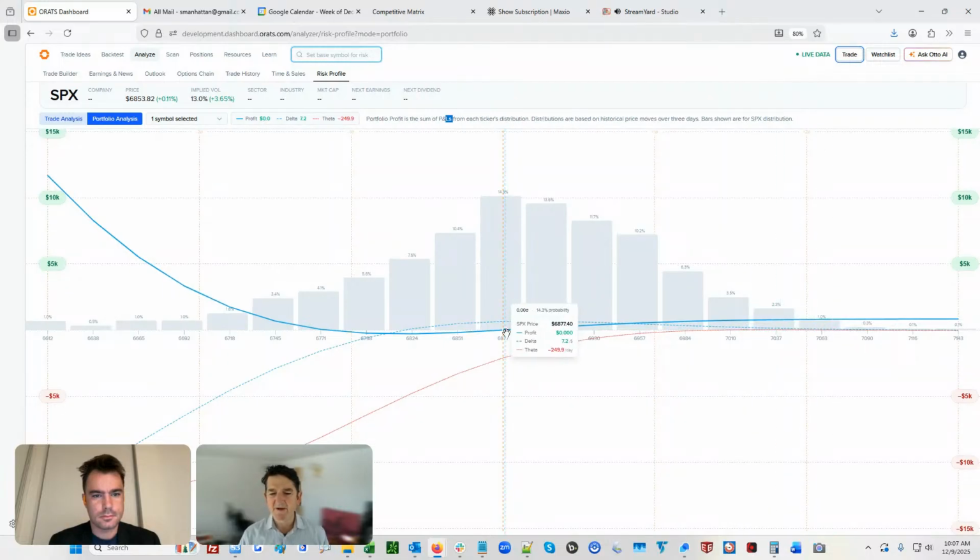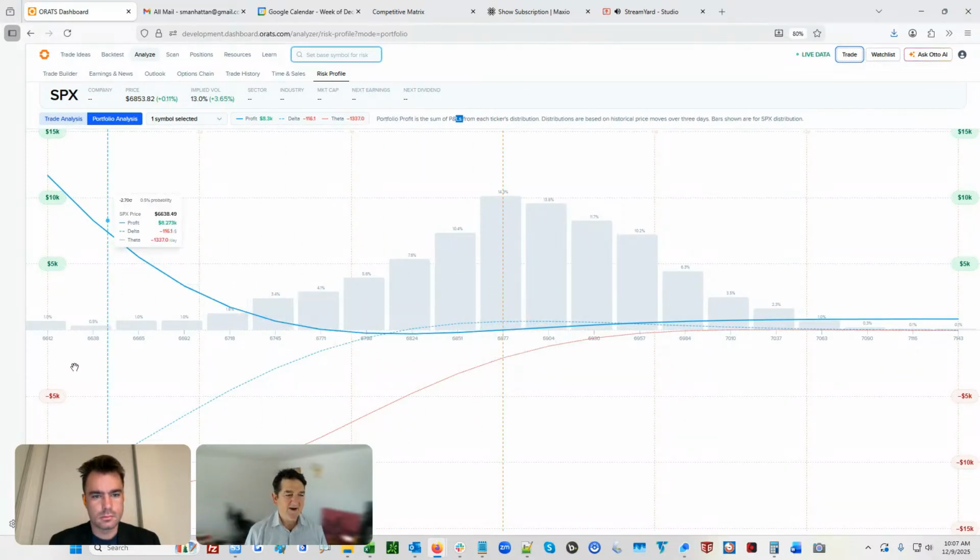So 14% of the time, this is a 3-day distribution. So we look out 3 days at a time, put them in a bucket, put them in a bucket. So you can see, going down, this is 3 standard deviations. It's happened 1% of the time.